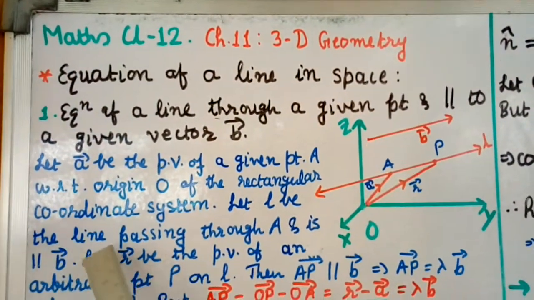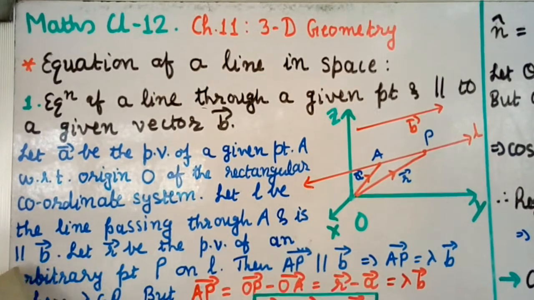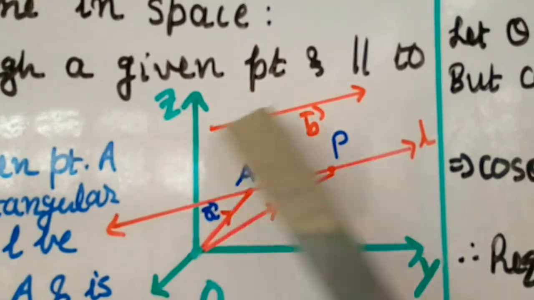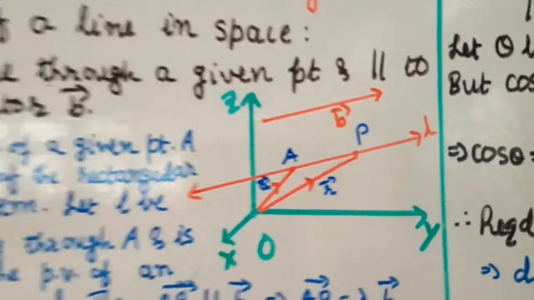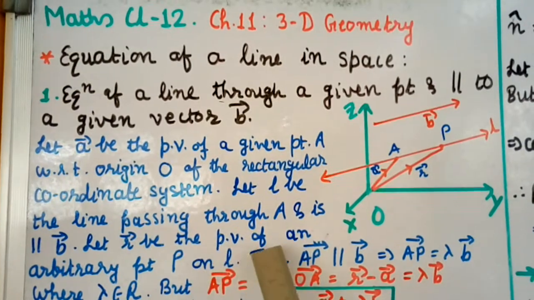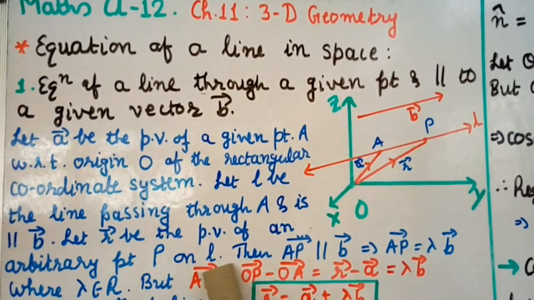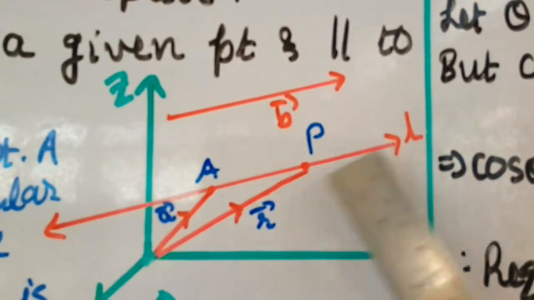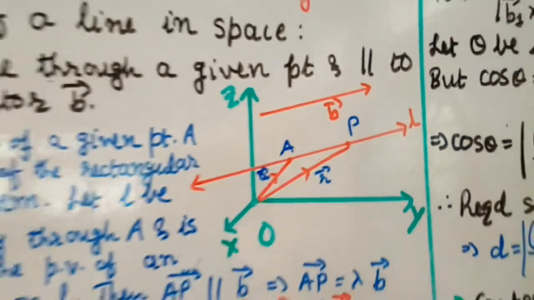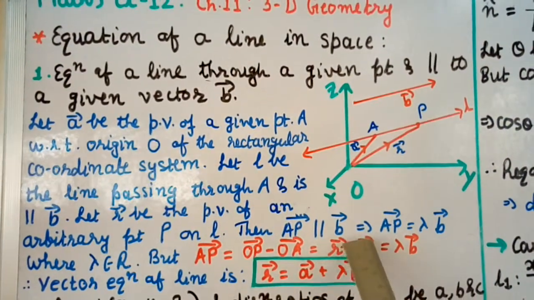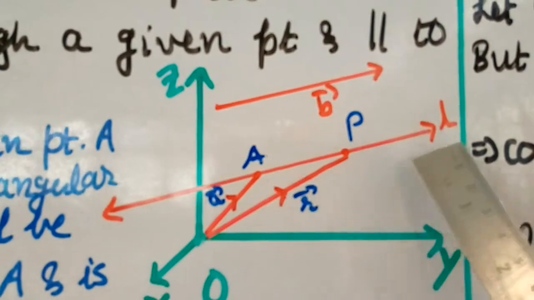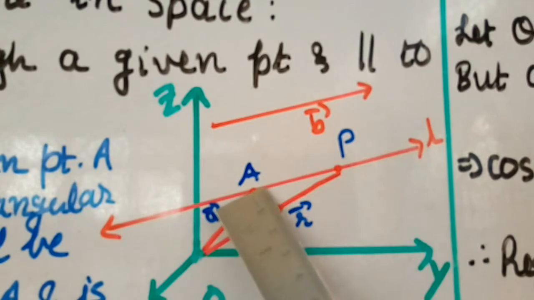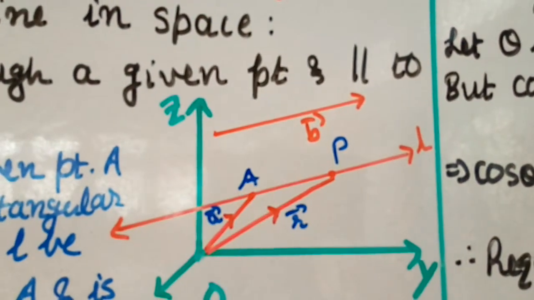Let L be the line passing through point A and parallel to b. Now from point A we draw a line L which is parallel to the vector b. Let vector r be the position vector of an arbitrary point P on L. We take arbitrary, meaning any point P on line L, whose position vector with respect to origin is r. Then AP is parallel to b. Now see, we have taken this line L which is parallel to vector b, and P is a point on the line L. That means AP will become parallel to vector b, right?